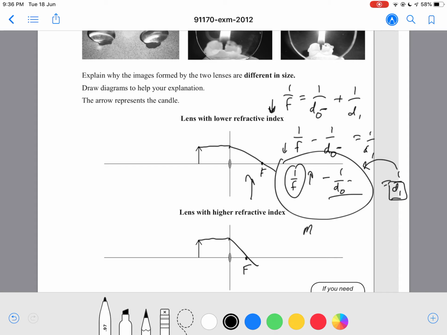We know magnification equals di over do. Because we have a lower di, so our di has gone down, but our do has stayed constant, that means our magnification will also go down. That means with the lens of the lower refractive index, because the rays bend less, the magnification also decreases.